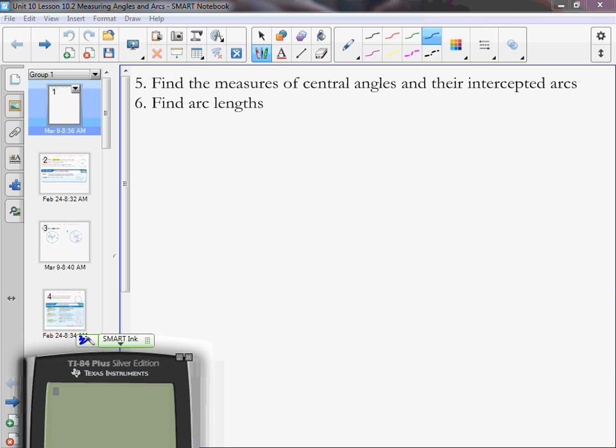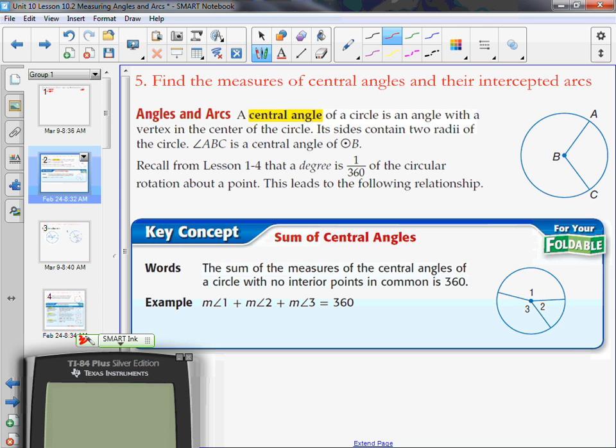We have two learning targets on page 692. We're going to find the measures of central angles and their intercepted arcs, so we'll have to know what those things are. And then we're going to find arc lengths. So notice that we're talking about the measures of arcs and the lengths of arcs. They're actually different things. There's two different ways to tell how big an arc is. One way is called the measure, one way is called the length. We'll get there.